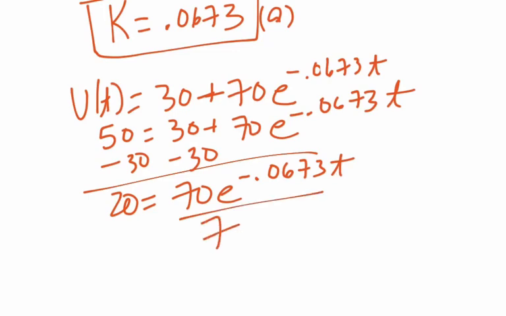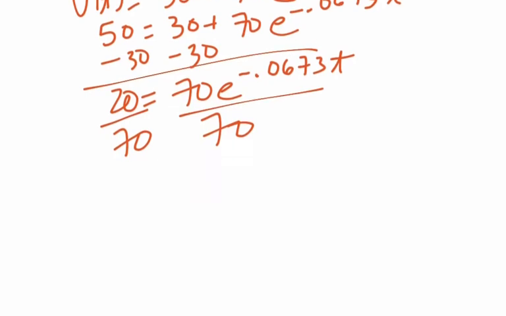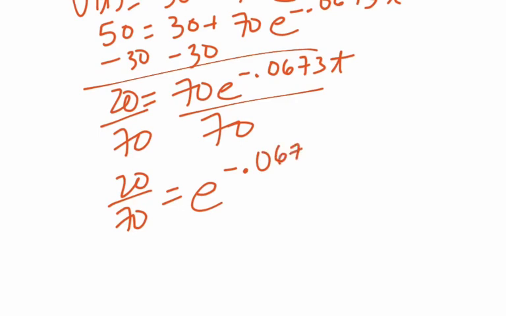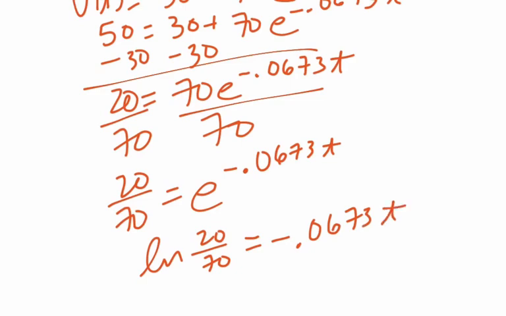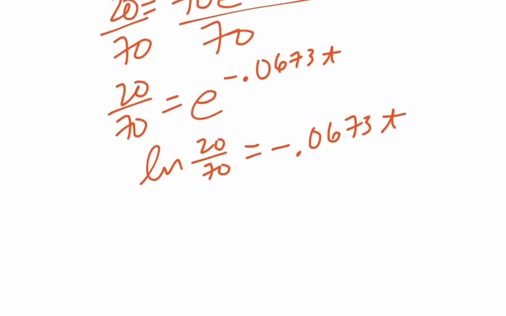Then I'm going to divide by 70. And then I'm going to write this as 20 over 70 is equal to e to the negative 0.0673 t. Then I'm going to write it logarithmically. And then I think you all know how to solve this for t. I'm going to divide this by 0.0673, the negative version, of course.